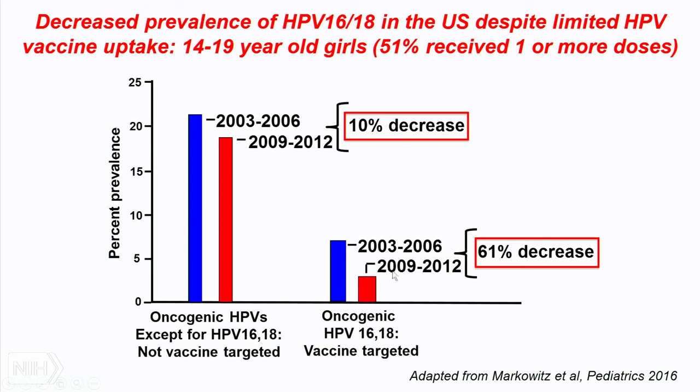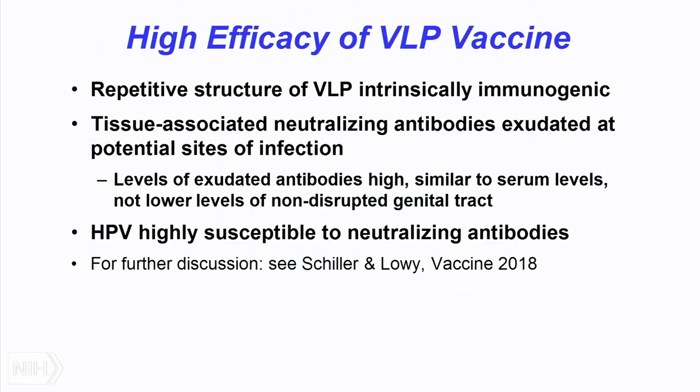And this is 2009 through 12. So basically from 3 years to 6 years after the vaccine was introduced, there's about a 60% decrease in the prevalence of HPV 16 and 18, which are the viral oncogenic HPV types. Looking at the other oncogenic types that are not protected by the vaccine, there was only about a 10% decrease. So there's some herd immunity in the U.S., but nowhere near as striking as in Australia.